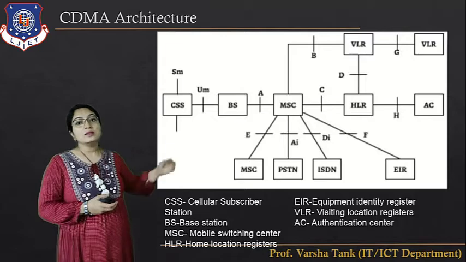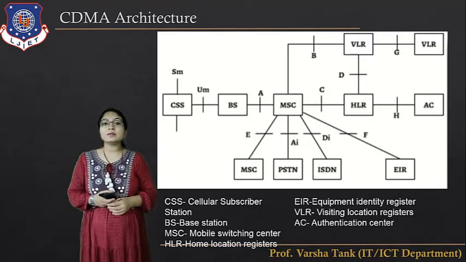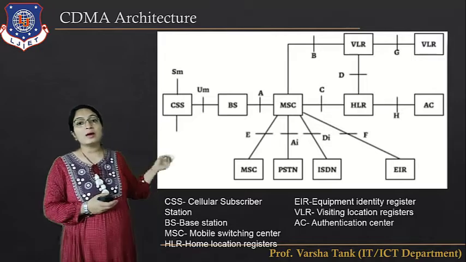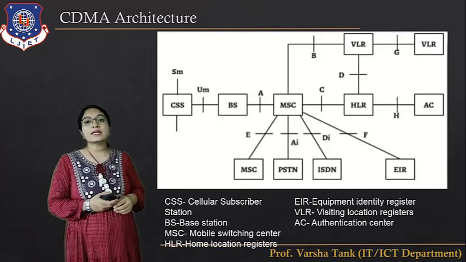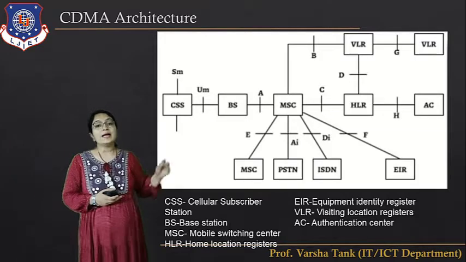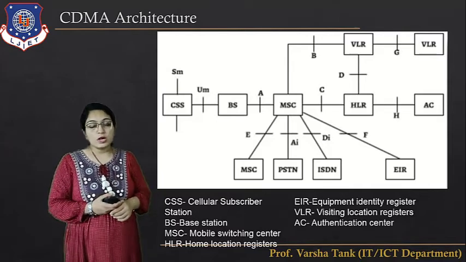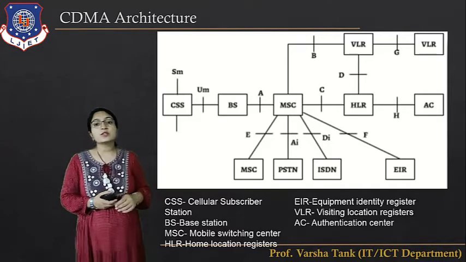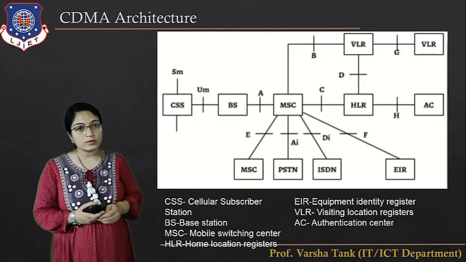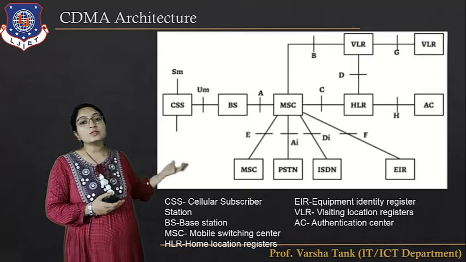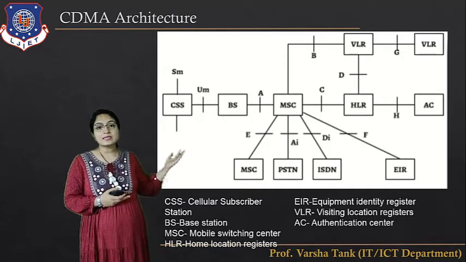So here you can see the cellular subscriber is there, that with the air interface is connected with the base station. That means we have learned about the air interface. Then this base station is connected with the MSC. The mobile switching center is responsible for routing the calls in the different networks or in the same network. So the architecture is similar to what we have learned in the GSM. Okay, here you can see the MSC is there.